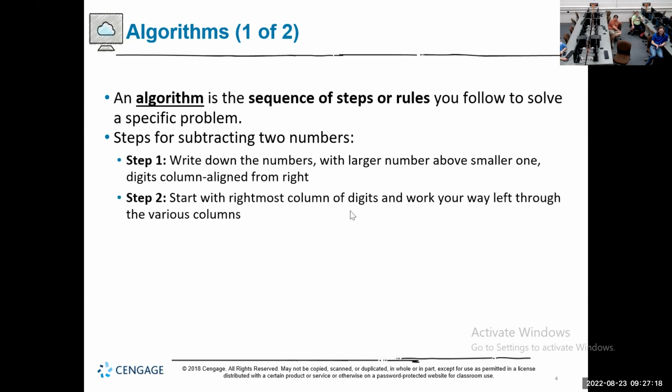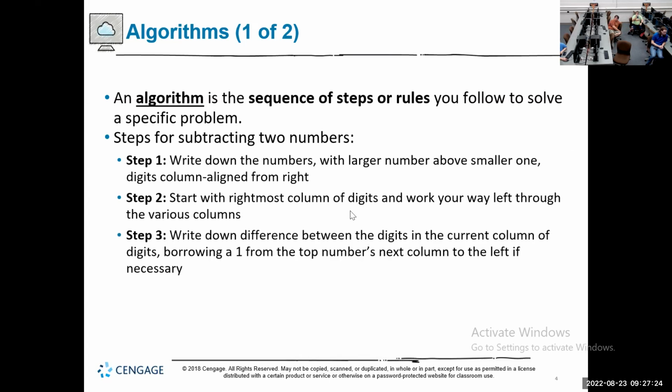Step number two, you can start with the rightmost column of digits and work your way left through the various columns. And now you do the subtraction, right? You do it step by step, and if it's less than, you have to borrow one from the next column to the left if it's necessary here.